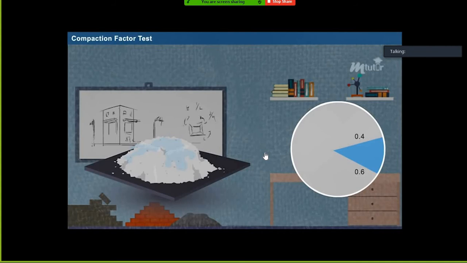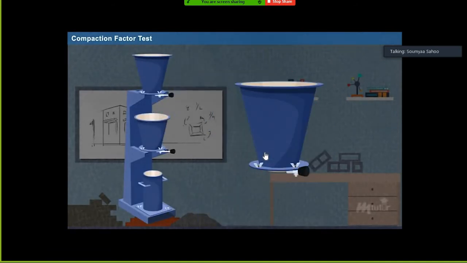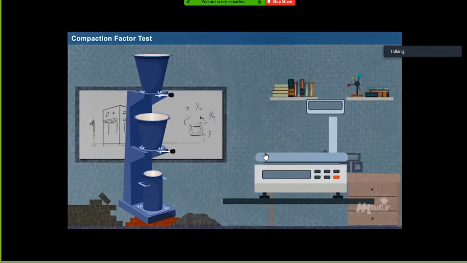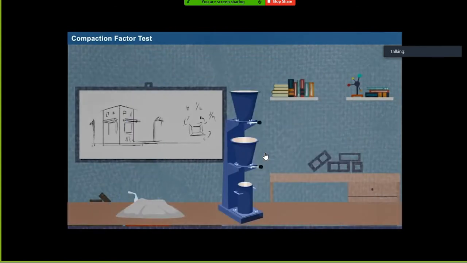Now, mix the fresh concrete. The inner surface of the hoppers and the cylinder is made free from moisture and greased. Close the trapdoors of the hoppers. Then, measure the empty weight of the cylinder, that is W1 kilograms. Fill the fresh concrete on the top hopper using a trowel without compacting it.